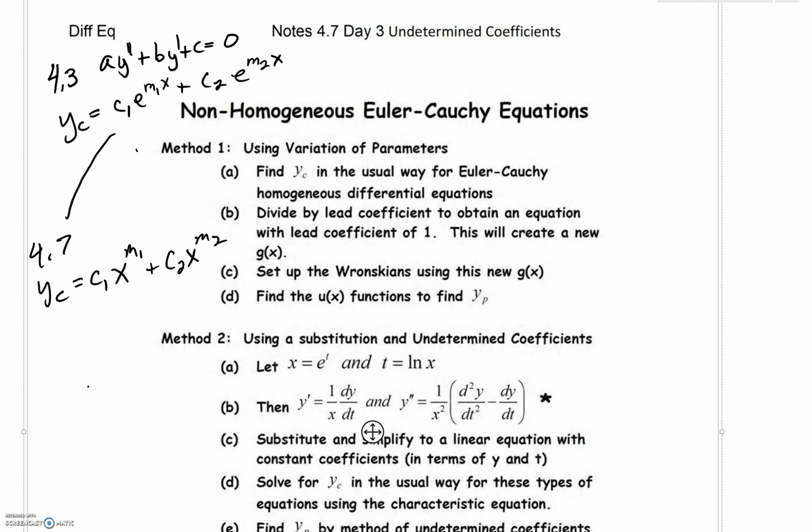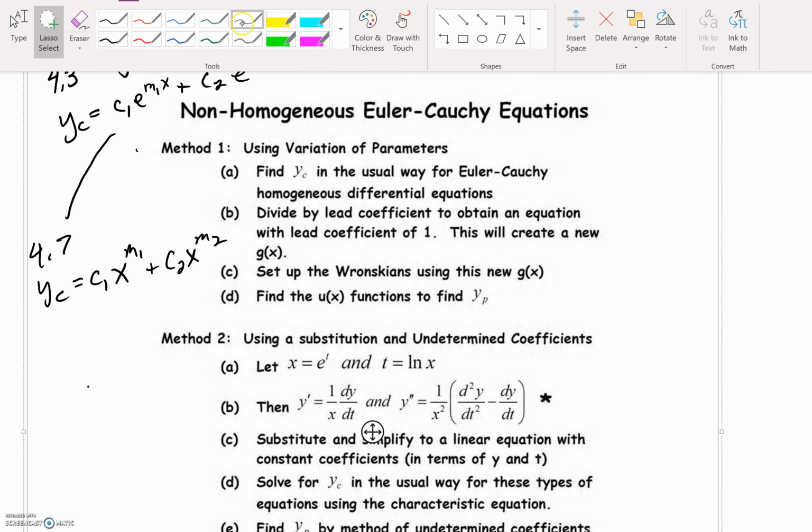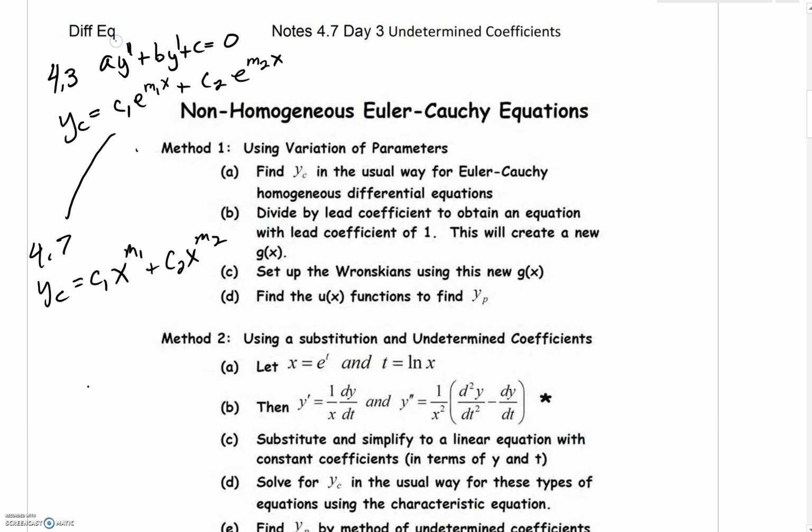Differential equations, section 4.7. We're on our final day, day 3, where we're going to use undetermined coefficients, but we're really going to make a link using a substitution to be able to look at a problem that we've gotten very confident and comfortable with earlier in chapter 4. We're still going to be looking at Cauchy-Euler differential equations. We're going to be looking at non-homogeneous ones at that.